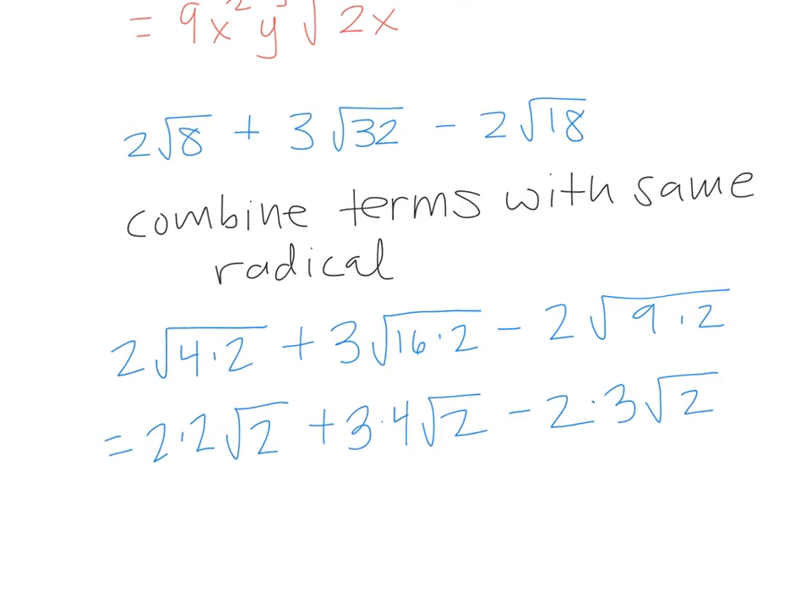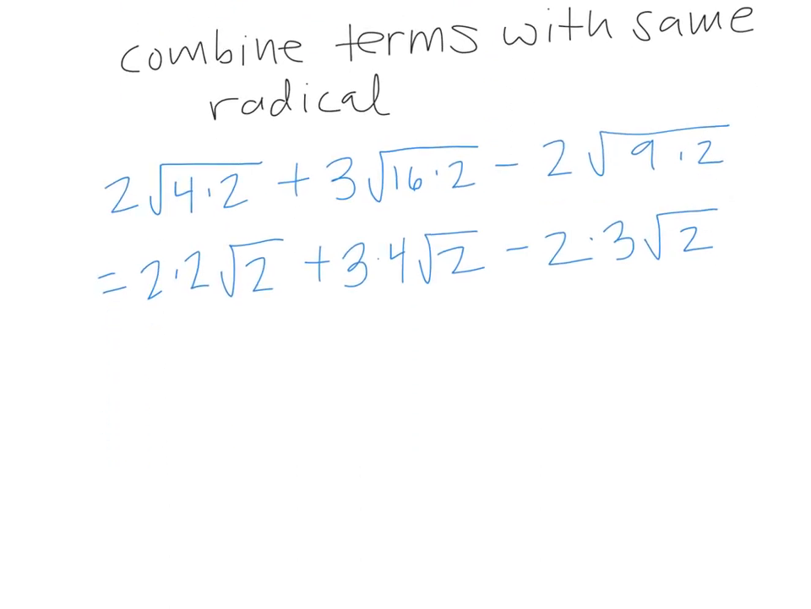Okay, so you notice that when I pulled those terms out from under the square root that simplified, I just multiplied by the coefficient that was out in front. So let's go through and do that multiplication. So we get 2 times 2 is 4 times square root 2. And then 3 times 4, we get 12 square root 2. And then minus 2 times 3, we get 6 square root 2.